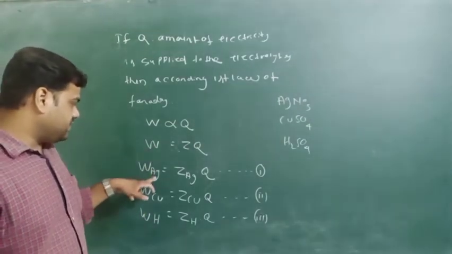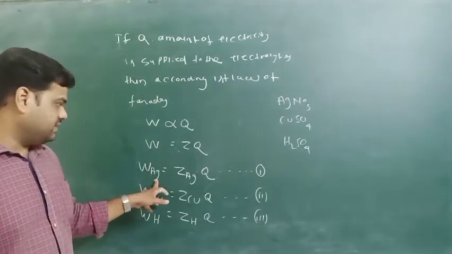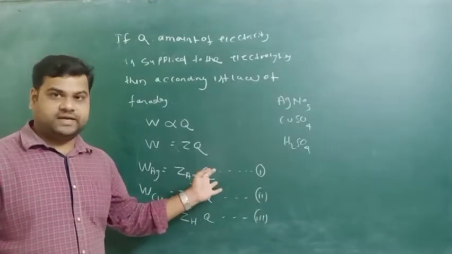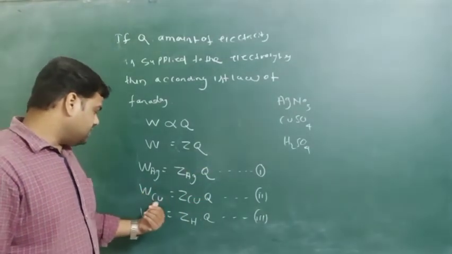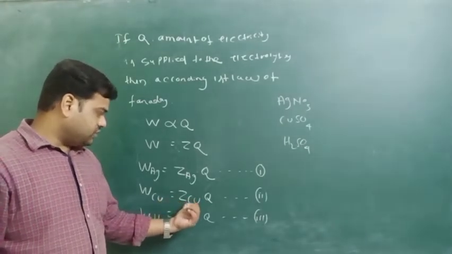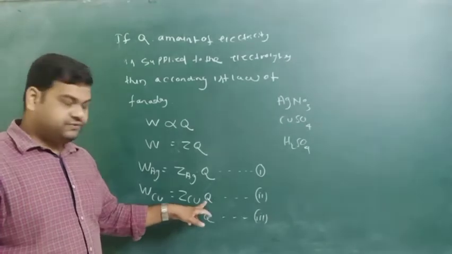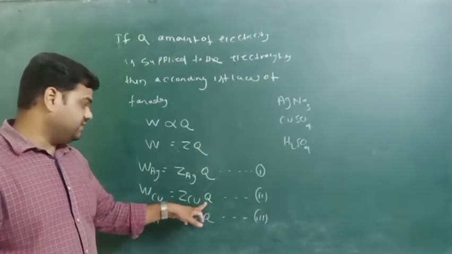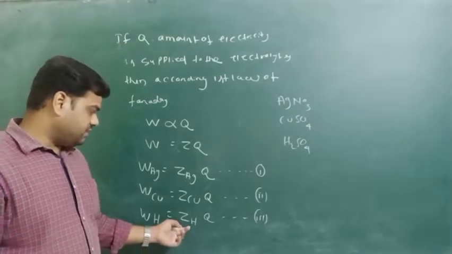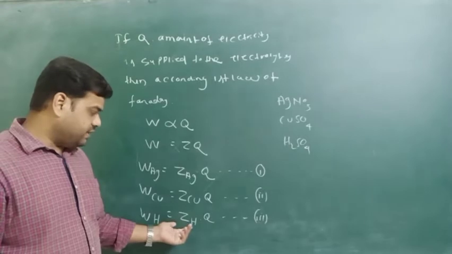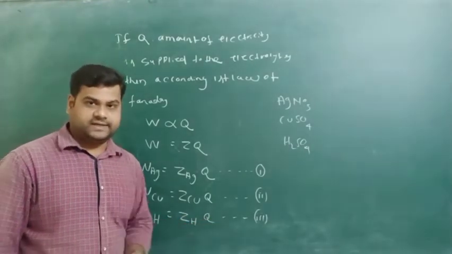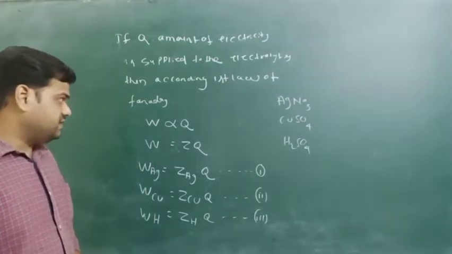W_Ag, meaning the mass of silver, is equal to the electrochemical equivalent times the quantity of electricity supplied to the electrolyte. The mass of copper is equal to the electrochemical equivalent of copper times Q, the amount of electricity supplied. Then the mass of hydrogen is equal to the product of the electrochemical equivalent of hydrogen and the quantity of electricity supplied to the electrolytic cell. Okay, this is all about the first law of electrolysis.